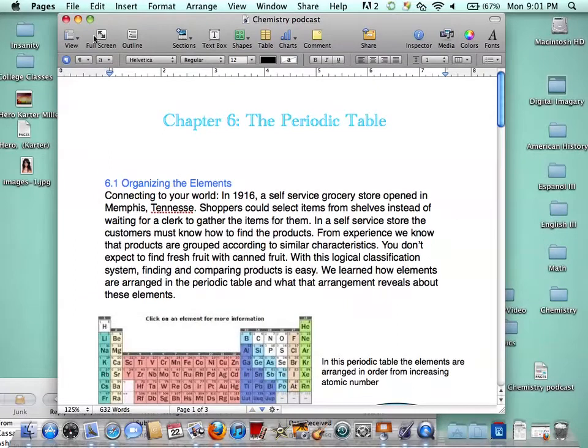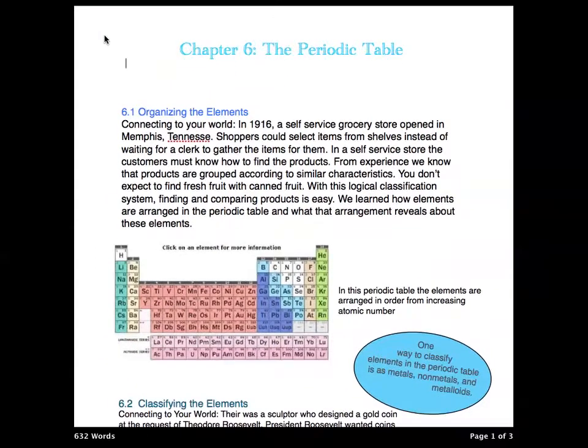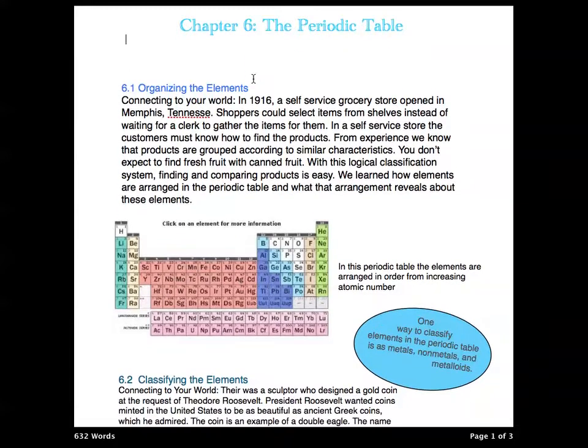Okay, so this is over chapter 6, the periodic table. This is a pretty big chapter, and we learned a lot over the periodic table and how to identify all the different levels and sublevels, and playing Battleship towards the end was a big help because I had no clue how to play this until we played it in science. Okay, so first over chapter 6-1, which is organizing the elements.